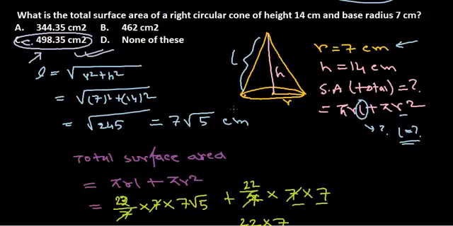This question doesn't require much use of your brain to get the answer. It's pretty flat. You only need to know the formula for calculating the total surface area, that is pi RL plus pi R square, and to calculate this length L, that is square root of R square plus H square. Once you know these formulas, everything will be very easy for you to solve this problem.